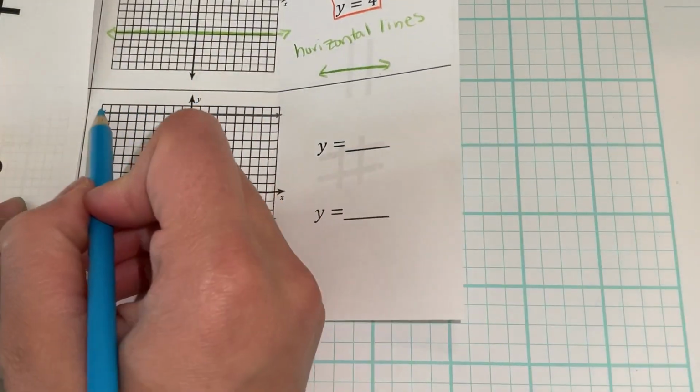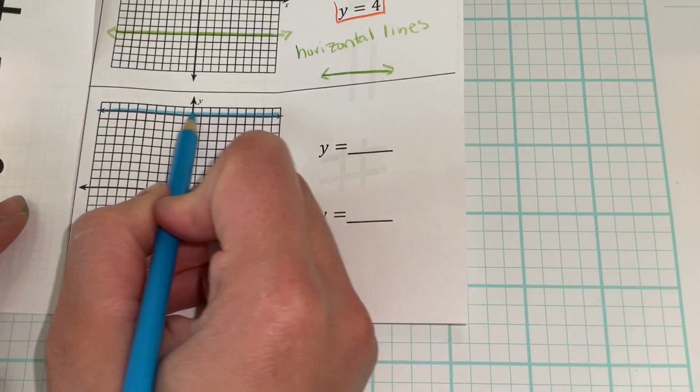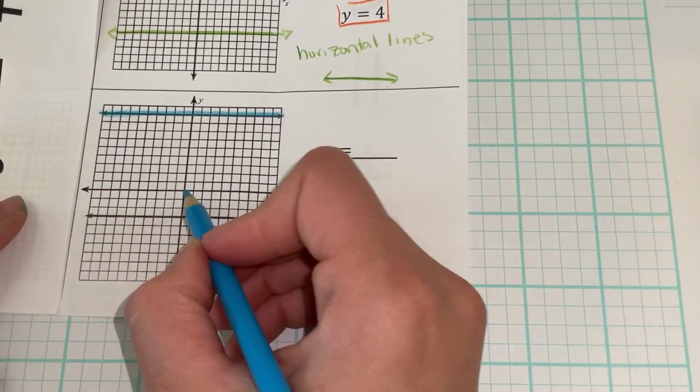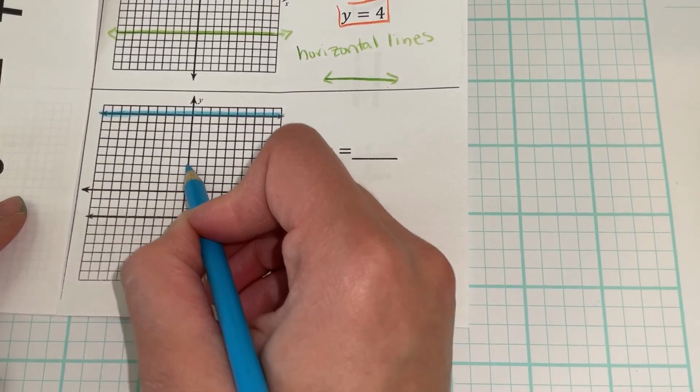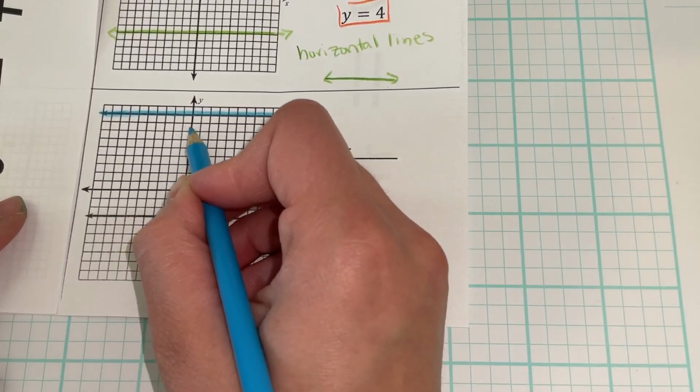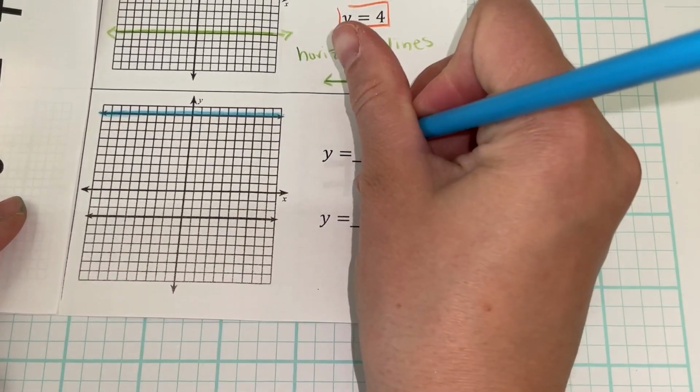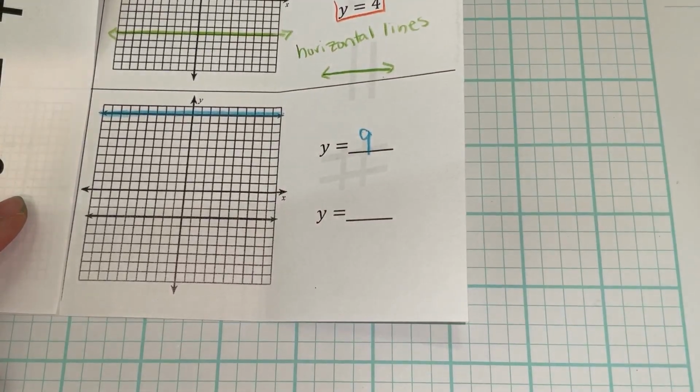So I'll start with this guy. He's way up top here. I have a feeling that's going to be 9, but I'm going to just double check. So here's my origin. 1, 2, 3, 4, 5, 6, 7, 8, 9. Yep. y equals 9 is that equation.